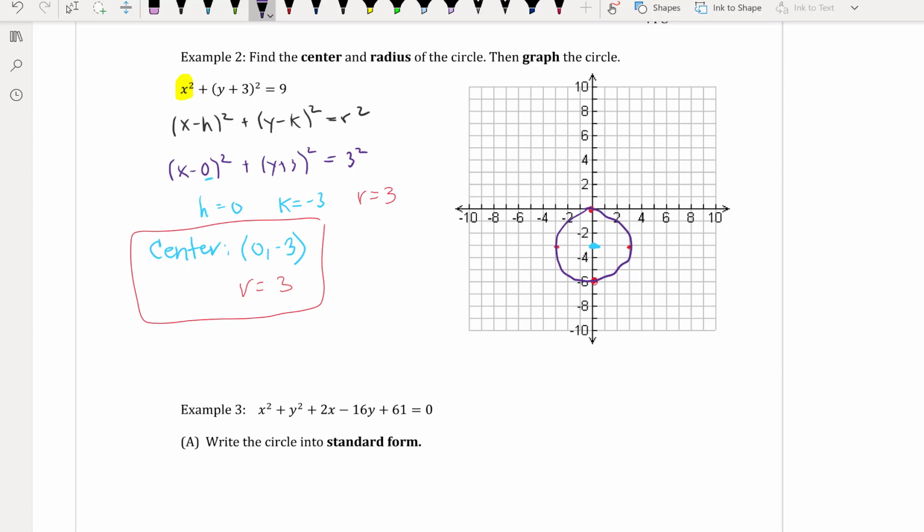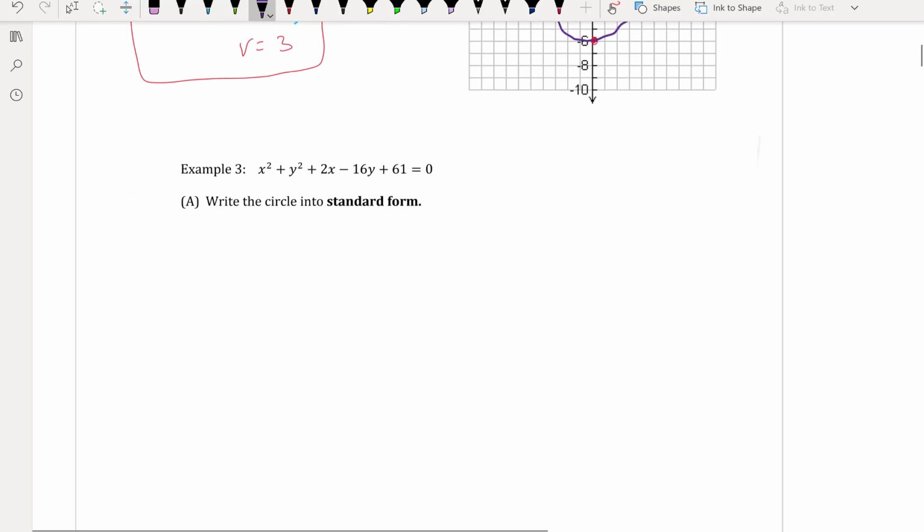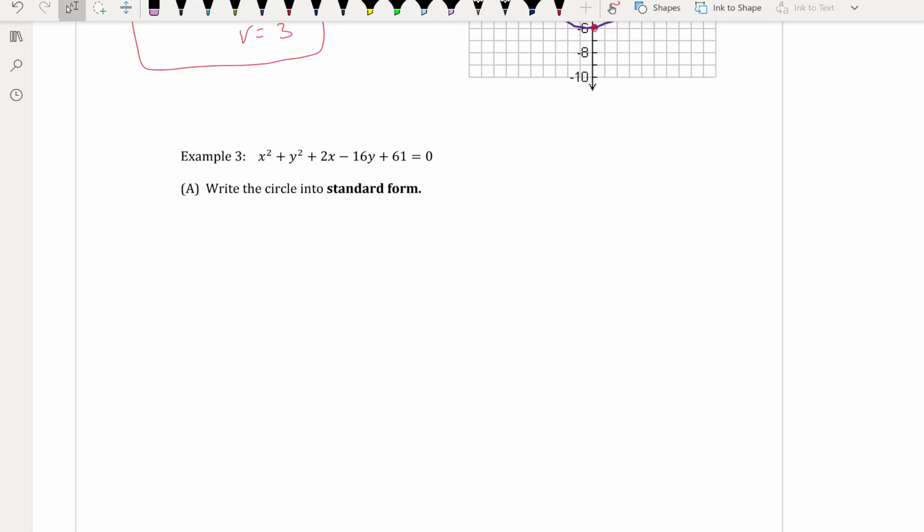Okay, now for example number 3, this is not in standard form, okay? So in order to get into standard form, what we're going to do is use completing the square. And I will review it as we go. So first thing that we want to do is group our x's together. So here I have my x squared and my positive 2x. So I'm going to go ahead and write that. So I have my x squared plus my 2x.